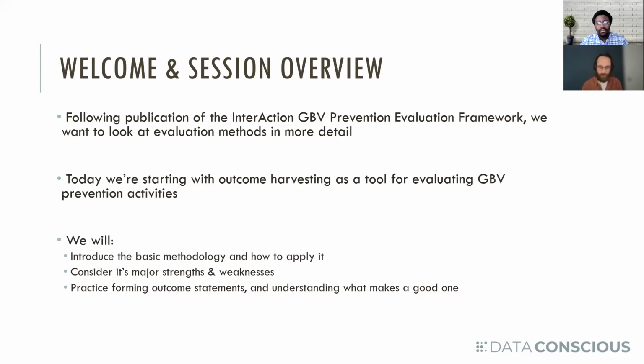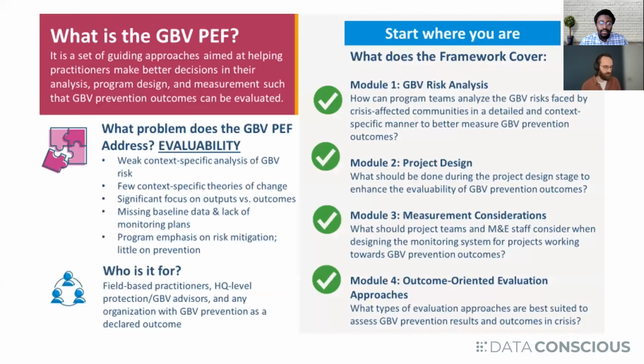So before we continue, I just want to give you a very, very brief introduction to the framework itself, right? So here we're looking at the GBV Prevention Evaluation Framework that was published by Interaction earlier on. This is essentially a set of guiding principles and approaches. These are approaches that practitioners can use to try and improve the kind of program design and the GBV analysis, and then the measurement tools that are used for specifically preventive work for gender-based violence.